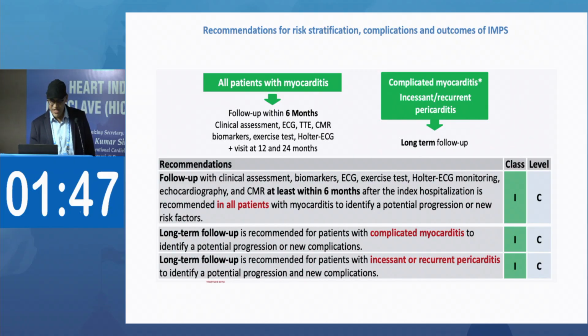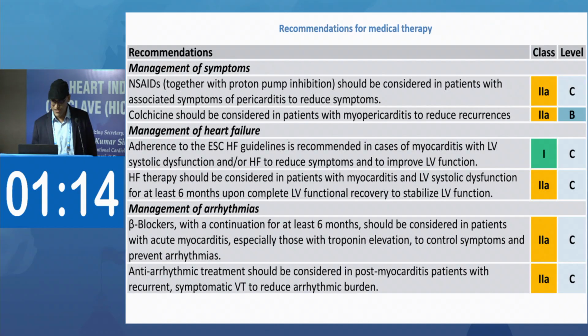How do you follow up these patients? All patients with myocarditis should be followed up within 6 months with clinical assessment, ECG, TTE, CMR. So repeat CMR should be done at 6 months in all these patients once you have diagnosed myocarditis. And these patients should be followed up for 12 to 24 months. For complicated myocarditis or incessant or recurrent pericarditis, a longer follow-up, maybe 2 years or even more, should be done, because these patients still remain at risk to develop arrhythmias or other complications.